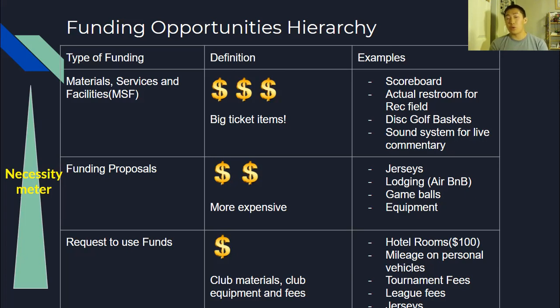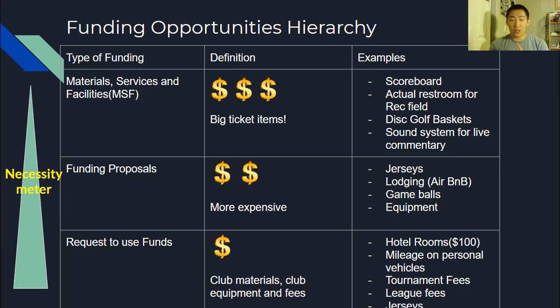For example, request to use funds should be reserved for things that you really need and very soon. If you need jerseys really, really soon, it's probably not the best idea to use a funding proposal, just because it will take a little bit longer. Whereas the MSF fund is used for things that are not as necessary and will take a lot longer, but they are more expensive, so that's why they take so long.